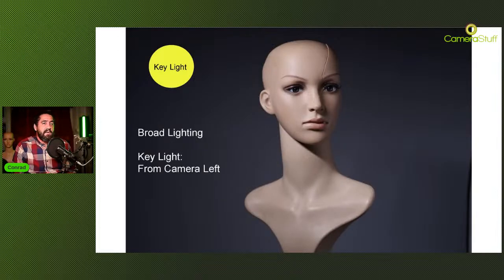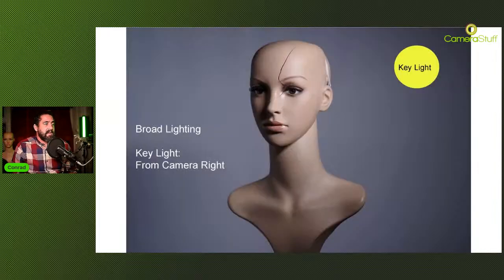Now this is an example of broad lighting. So again, with the key light positioned camera left, this is illuminating the broad side of the model's face. It's a good example of broad lighting right here. And again, with the key light positioned on the camera right-hand side now, illuminating the broad side of the face, another example of broad lighting.